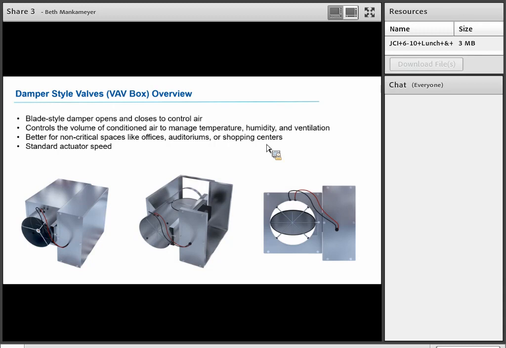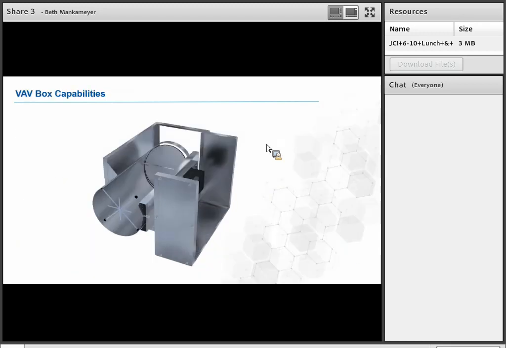It can be very slow. And so these do, in that regard, have standard actuator speeds. And so you might have an actuator that is open to close, a 90-second full stroke actuator. So once again, not suitable for a critical environment, but very, very suitable for non-critical spaces.